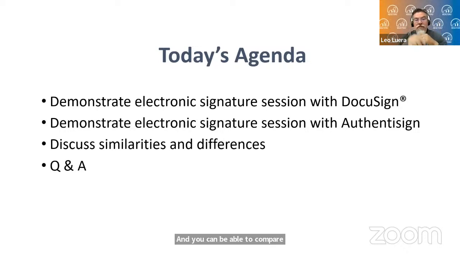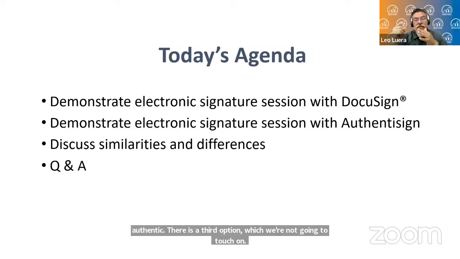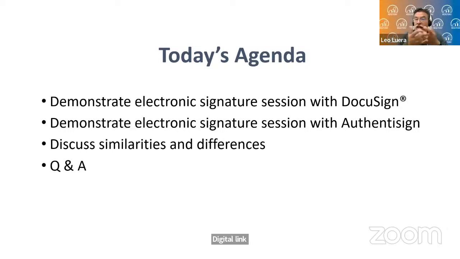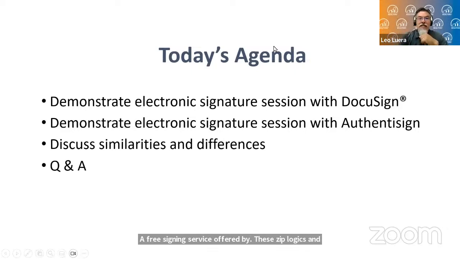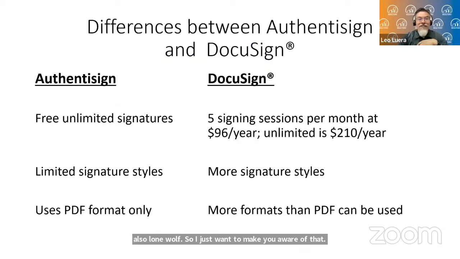There is a third option, which we're not going to touch on, Digital Ink 2.0, because eventually that's going to go away and be replaced solely by Authentisign, a free signing service offered by ZipLogix and also Lone Wolf. So I just want to make you aware of that. And we're going to discuss similarities and differences.